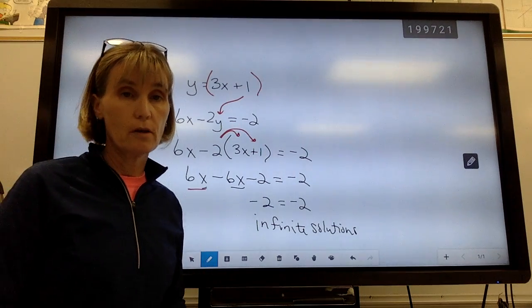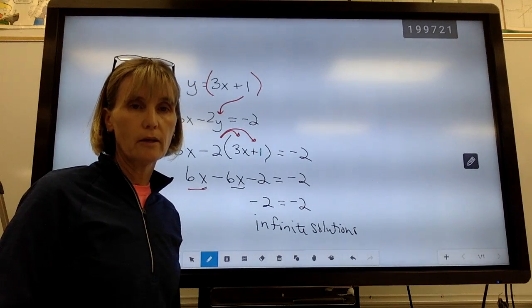Okay, that's how solving by substitution works. And go ahead and give that worksheet a try.